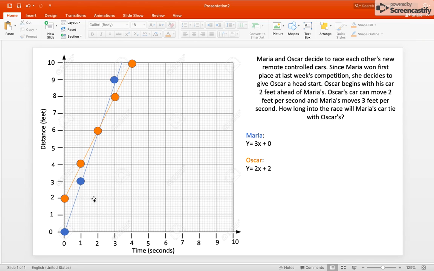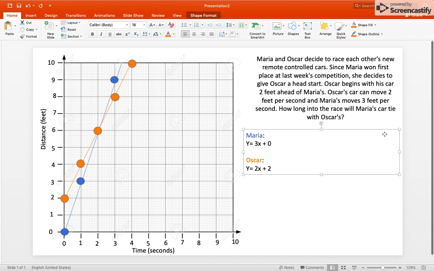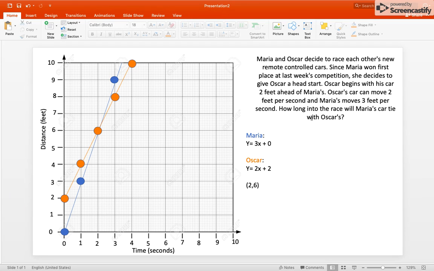So looking at these two plots, again, we're looking for where they tie, which would be where they intersect. So if we follow our point here, they're intersecting at the location where our x value is 2, and our y value is 6. So let's go back to our word problem so we can actually answer the question. How long into the race will Maria's car tie with Oscar's?